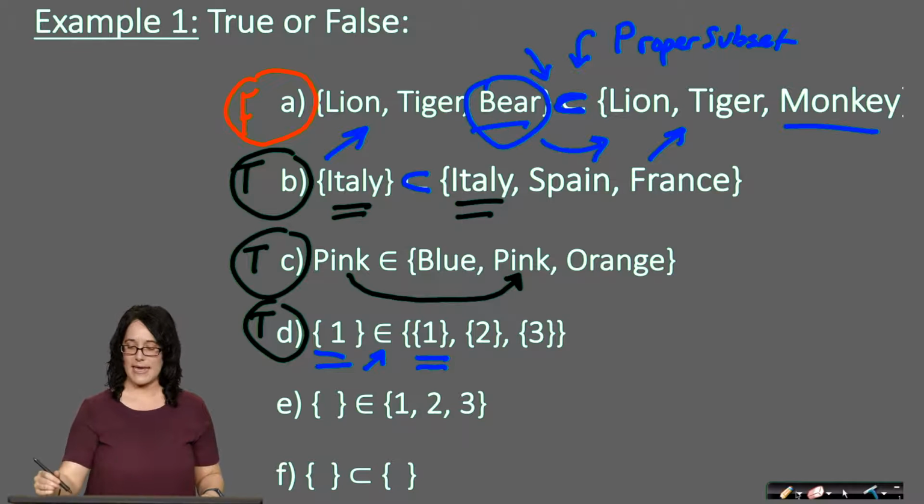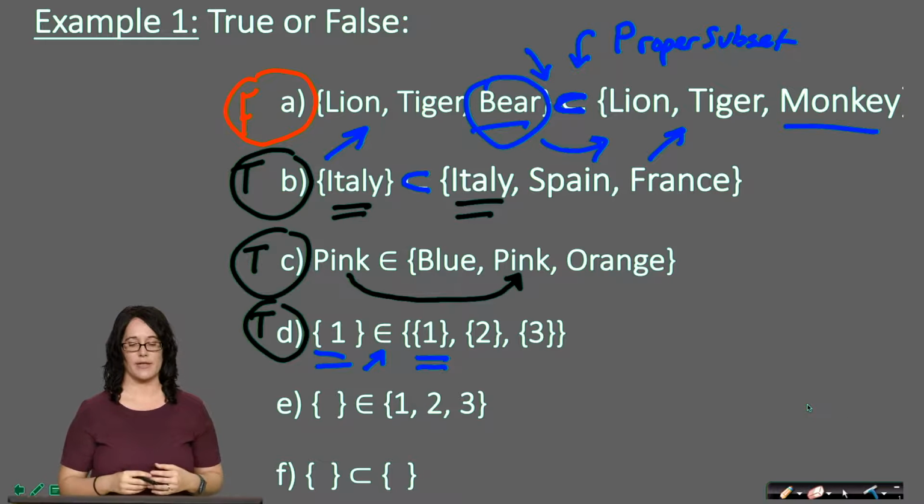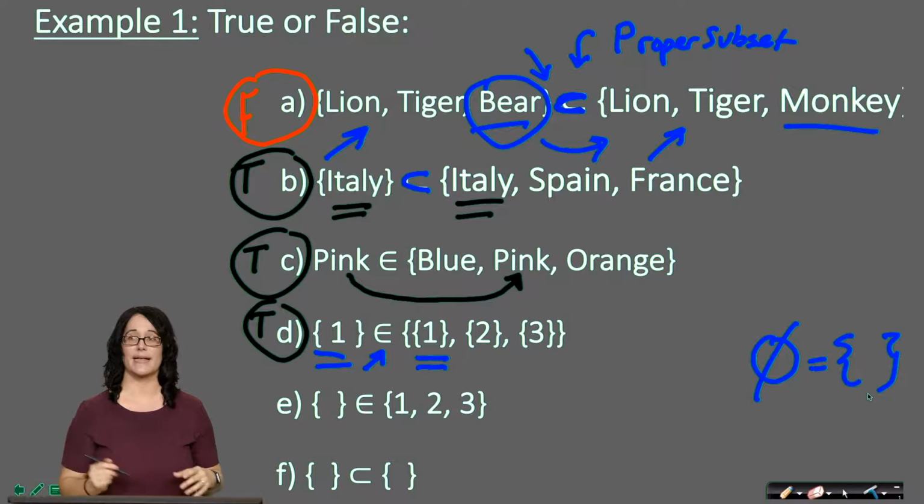Let's take a look at E. Take a look at E with me. What does that look like? That's right, the empty set. And sometimes in your homework, they'll use the circle with a line through it. Remember, that's the same thing. Those are equal sets, right? As the set with just the two braces and nothing inside. They both mean empty set.